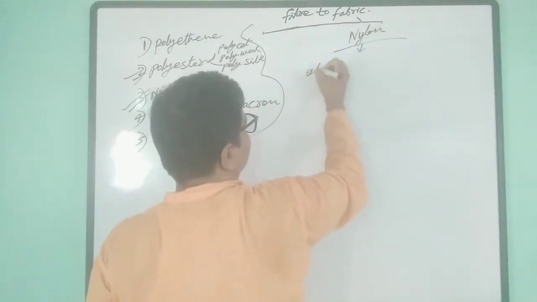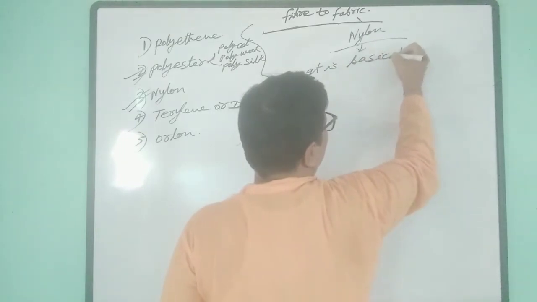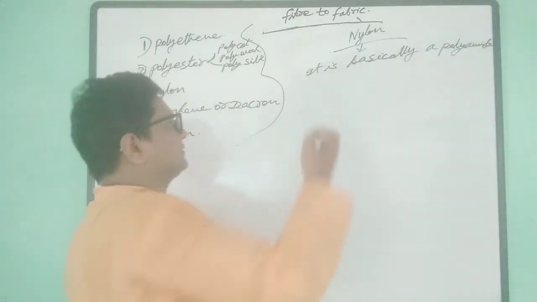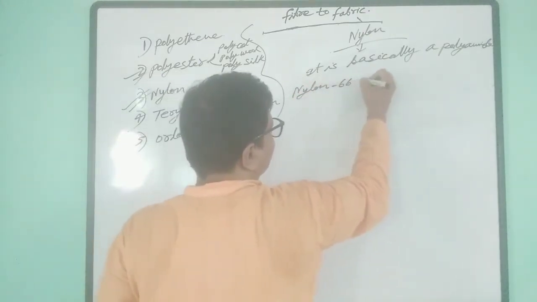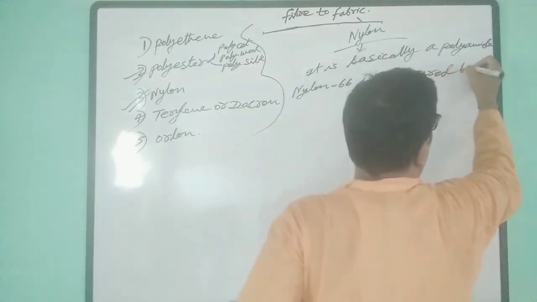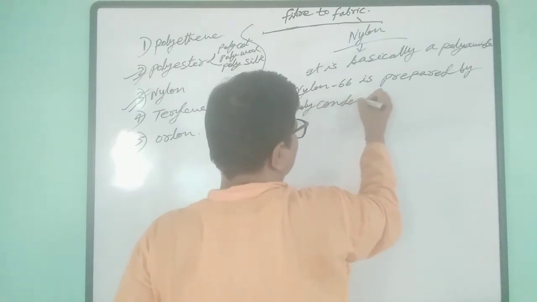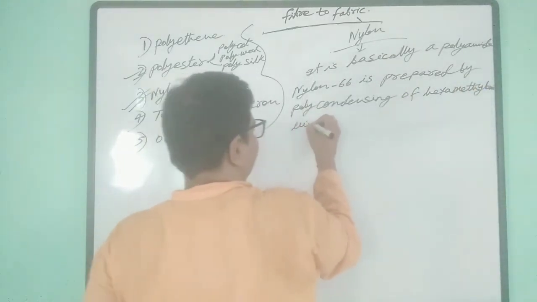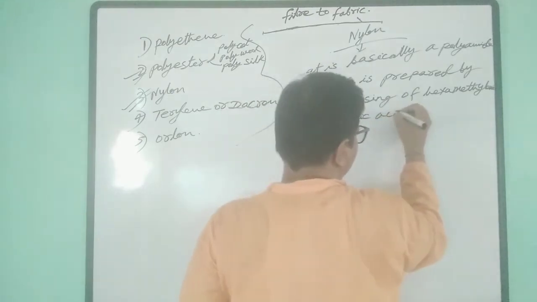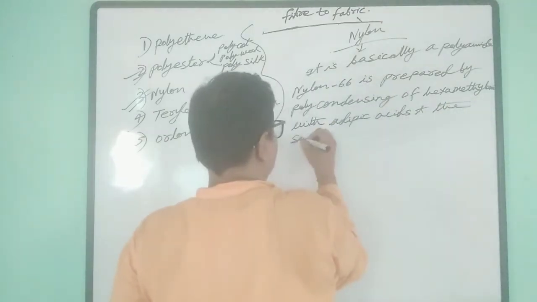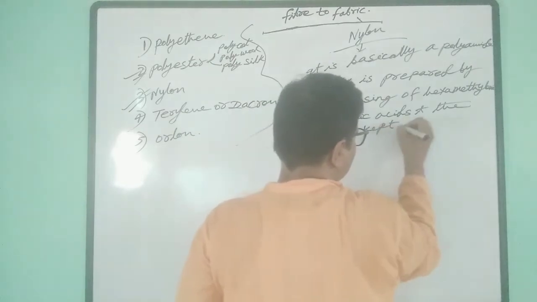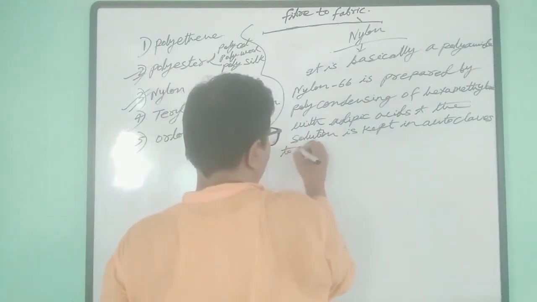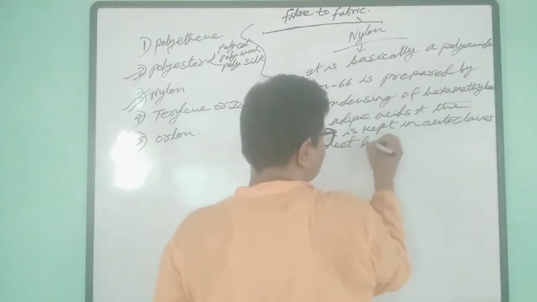It is basically a polyamide. Okay, nylon 66 is prepared by polycondensing of hexamethylene with adipic acid, and the solution is kept in autoclaves to get sheet-like structure.